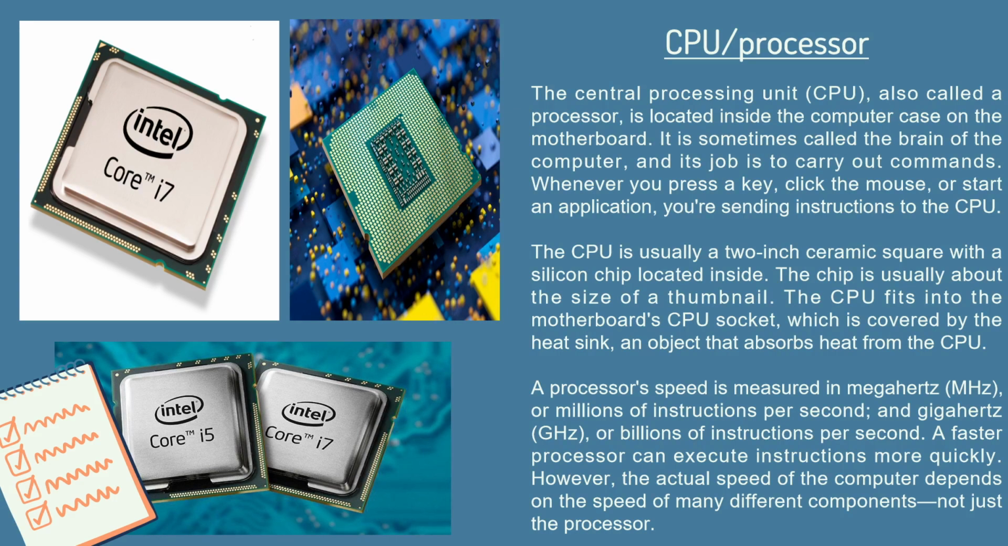The CPU fits into the motherboard CPU socket, which is covered by the heatsink, an object that absorbs heat from the CPU. A processor speed is measured in megahertz, or million of instructions per second, and gigahertz, or billion of instructions per second. A faster processor can execute instructions more quickly. However, the actual speed of the computer depends on the speed of many different components, not just the processor.